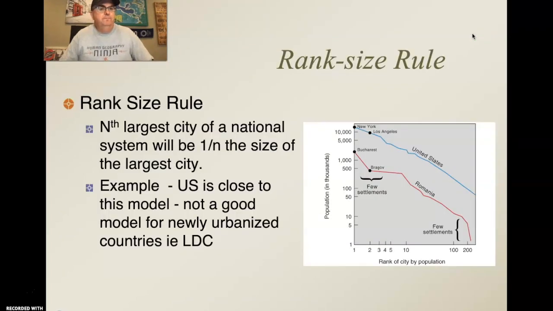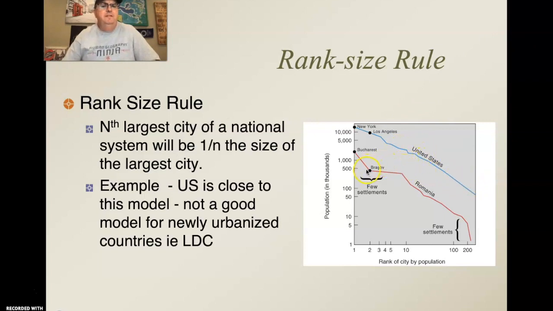Rank size rule. Rank size rule is the basic concept that the second largest city, the nth largest, so if it's the second largest city, will be about half the size, and the third largest city will be about a third of the size, and the fourth, and so on. It's not absolute. It's just in general, half, a third, a fourth, a fifth as you go down, and you can see the linear pattern here that shows in the United States.